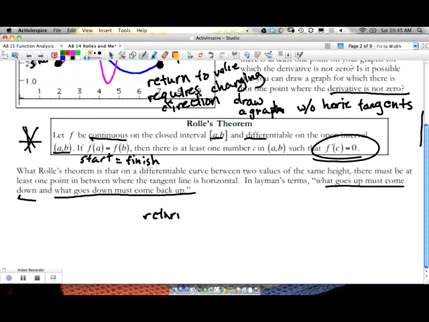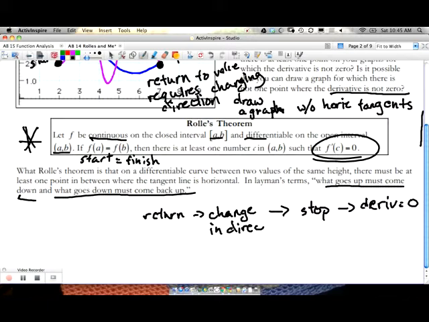So if we're going to return, return requires change in direction, and change in direction requires stopping, which is derivative equals 0.